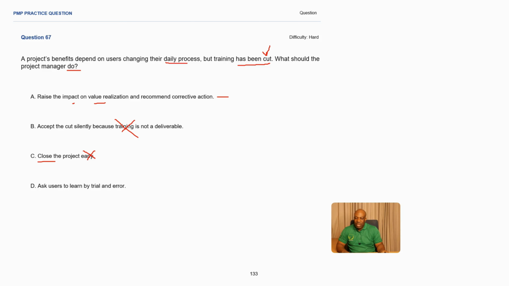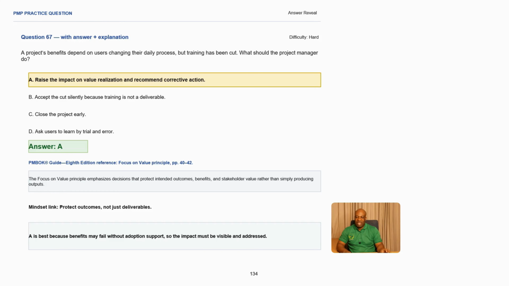Ask users to learn by trial and error. You don't do trial and error. During execution of a project, you need to develop your team so that they are also capable. So the difficulty level of this is also hard. So the best answer here is A, okay?